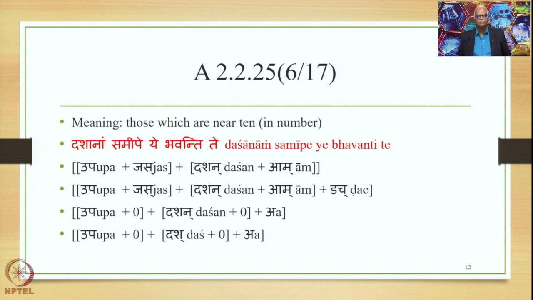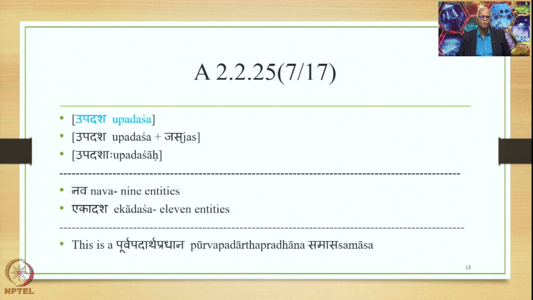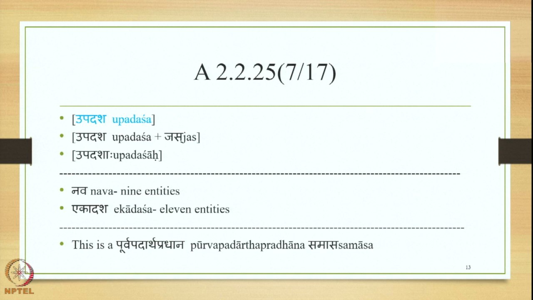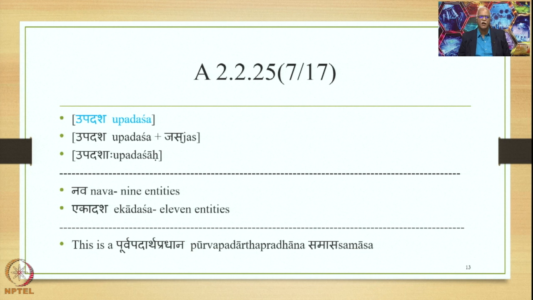And so we have now the samasa saudhya taking place. So pratipadika saudhya takes place. So we apply supodhatup pratipadika yoho. And so now we have upa plus 0 plus dashan plus 0 plus a. And then nastadhita is the sutra that applies, which deletes an of dashan. And so we have upa plus 0 plus dash plus 0 plus a. And then we join them together and we get the form upadasha as the finally derived compound output of the bahuvrihi samasa. Then we add the suffix jas after upadasha and we get the form upadashaha. What upadashaha stands for is nava, that is 9 entities, or ekadasha, that is 11 entities.